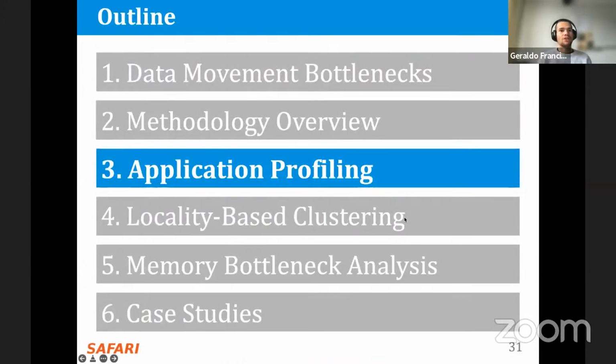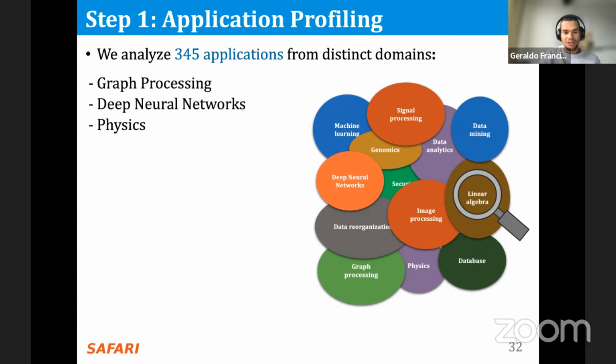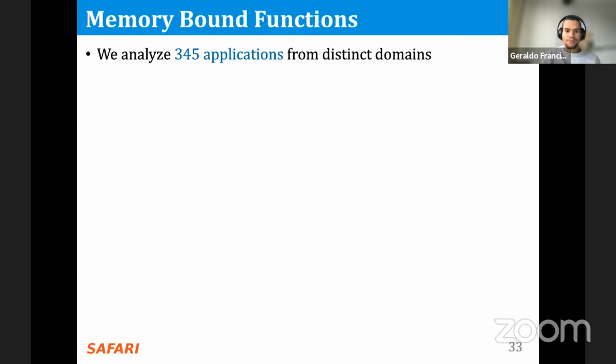Next, we are going to apply the 3 steps of our methodology to characterize the sources of data movement bottlenecks over a wide range of applications. First, we apply step 1 to identify application functions that suffer from memory bottlenecks. We analyze in this work over 345 applications from different domains. Those domains vary from graph processing, deep neural networks, physics, high-performance computing, genomics, and many more.